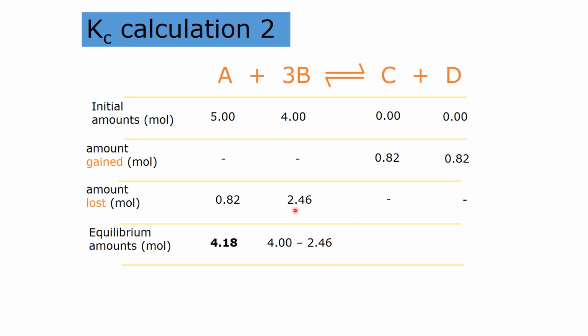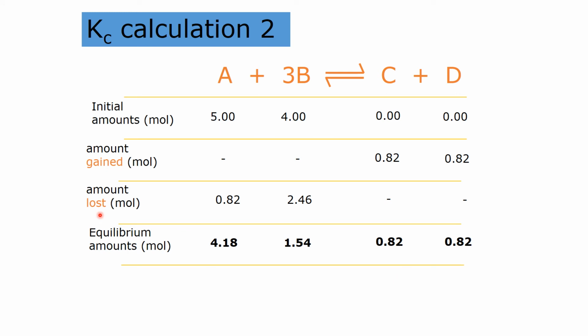Equally, for B, we need to take the 2.46, the 3 lots of the 0.82, away from the original 4. So that's 4 take away 2.46, which works out to being 1.54. And these won't change because these haven't lost any, they've gained. So that's just going to be 0.82 and 0.82. And from these numbers, we can then work out the value for Kc.